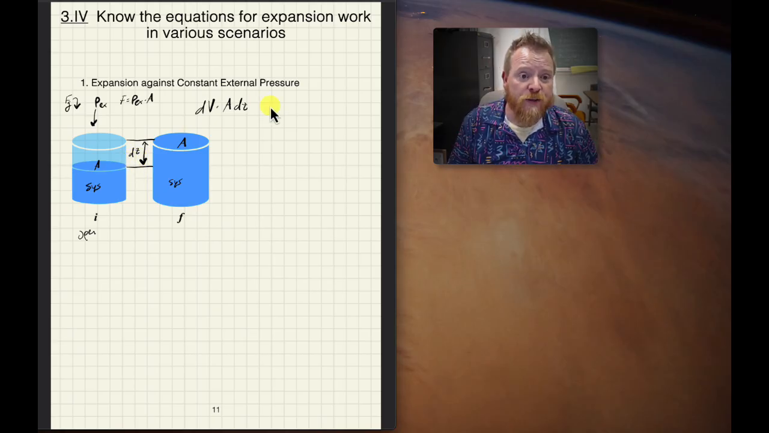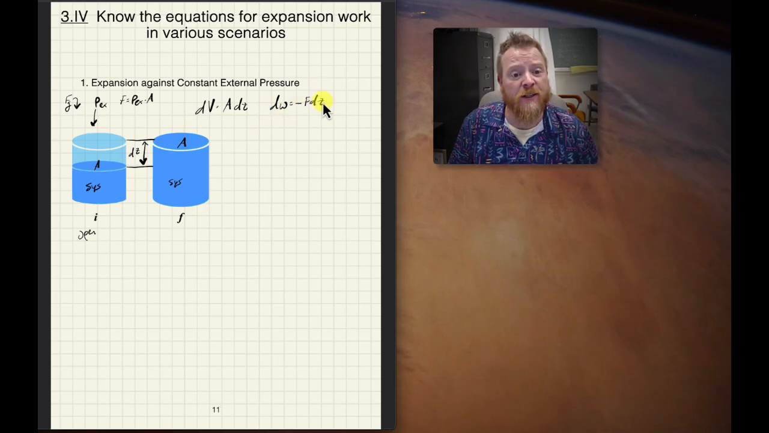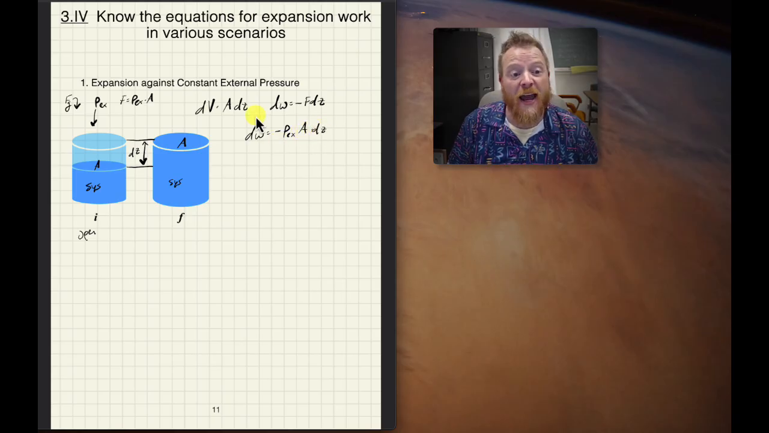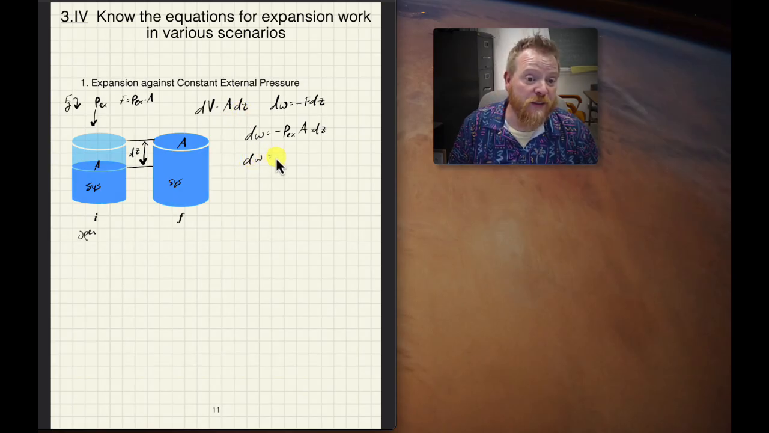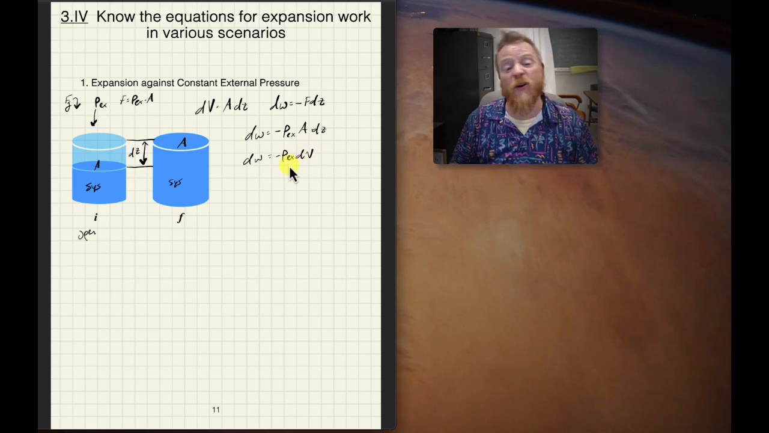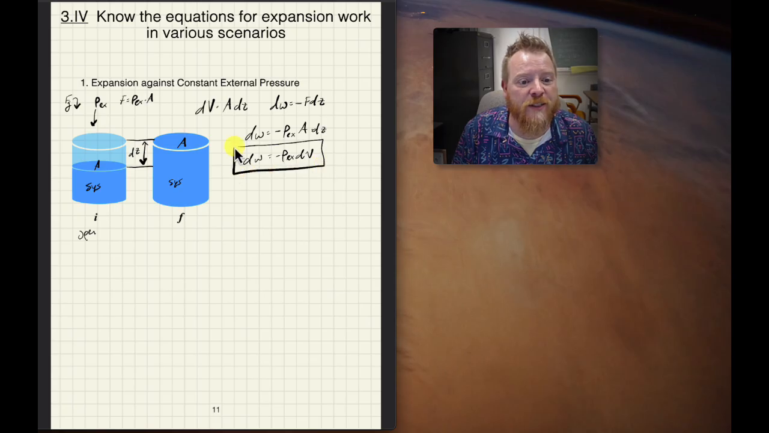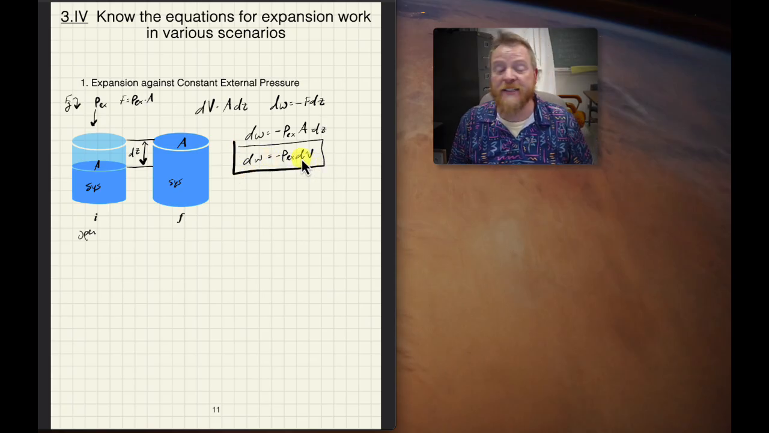Okay? So relying on our definition of work being negative force times dz, we can start to plug some of these things in. So we know our force was equal to P external times the area. So let's write that down, and we've got to keep the negative sign in there as our convention. So P external times area times dz. And then we also just worked out that area times dz gives us dV. So this is where our equation comes from that I showed you on that previous slide. Okay, so let's box that off. dw equals negative P external times dV.